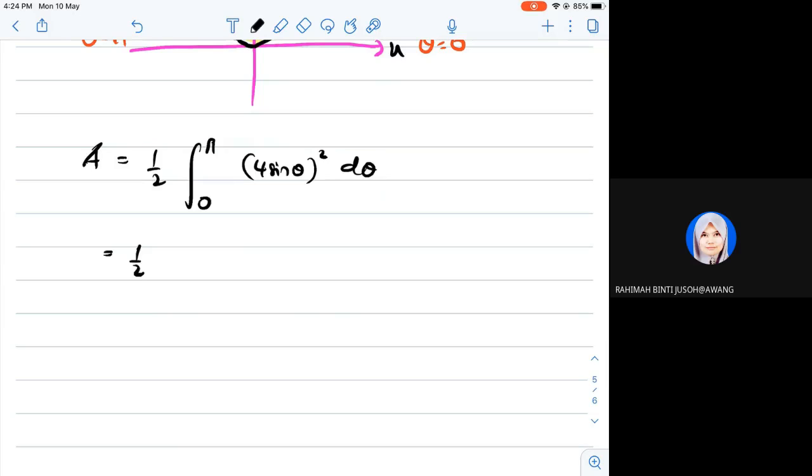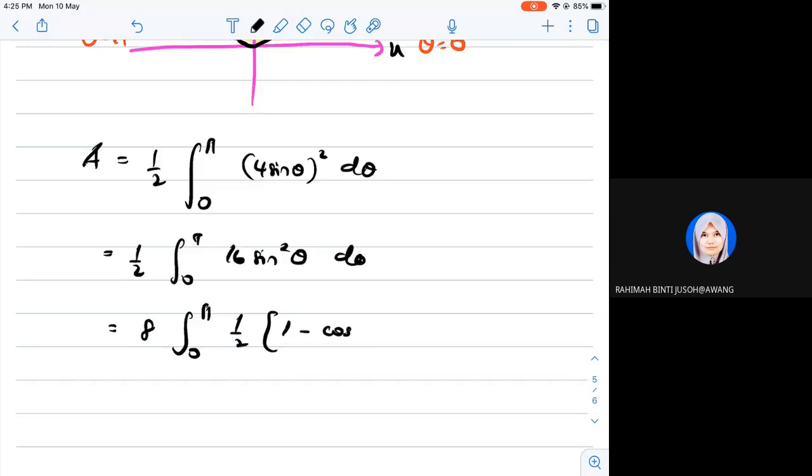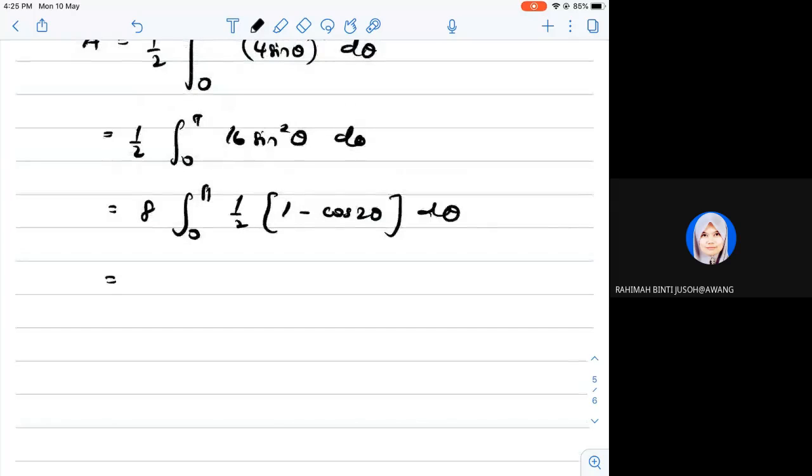So we have 1/2 and then 4 squared is 16. So 16 sin squared theta d theta. And then you become 8. So sin squared ni 1/2 darab 1 tolak atau tambah? Kalau sin, ingat lagi tak? Tadi baru saya cakap. Tolak, yes, very good. So cos 2 theta d theta like that. Okay, so 8 kali setengah dapatlah 4. So 0 anti pi, 1 minus cos 2 theta d theta.